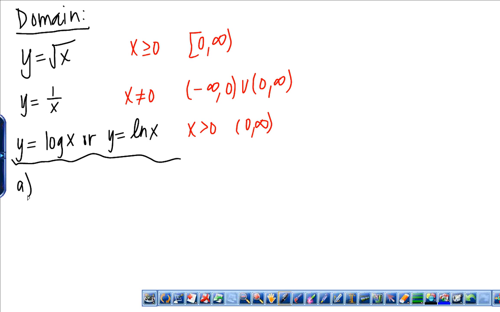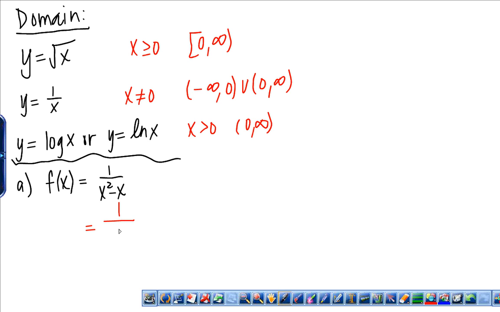If I have, for my first problem on this, f of x is equal to 1 over x squared minus x. The first thing that you should probably do on this problem is factor it, because they both have an x in common.